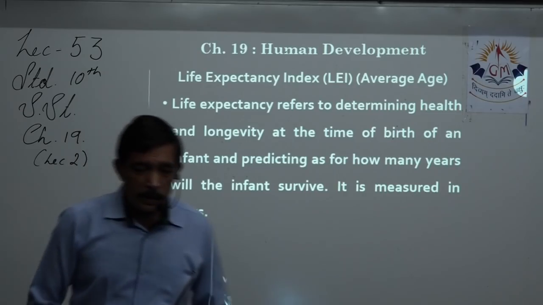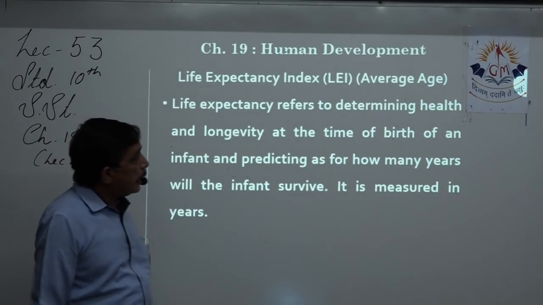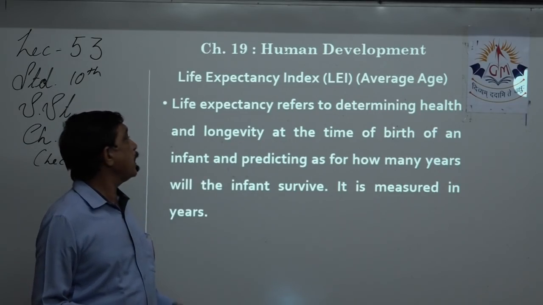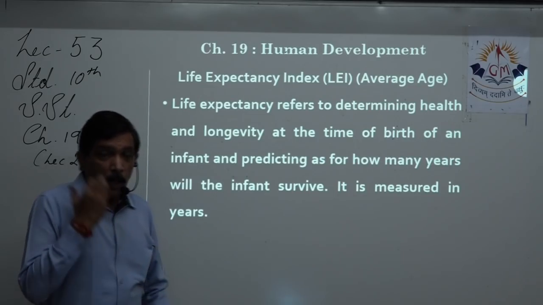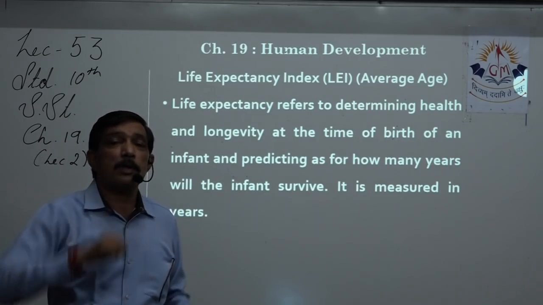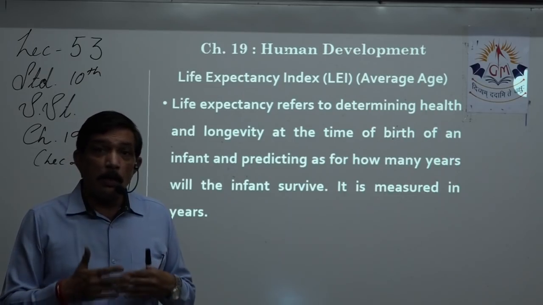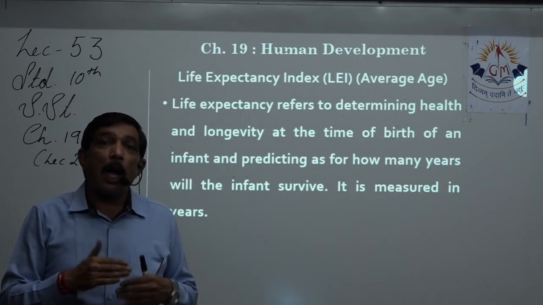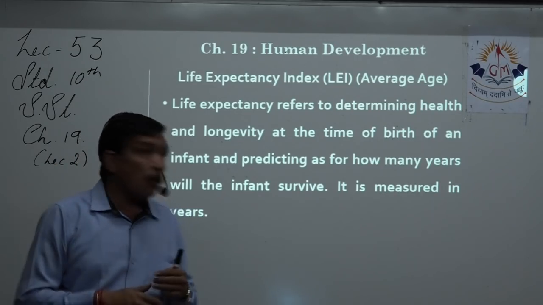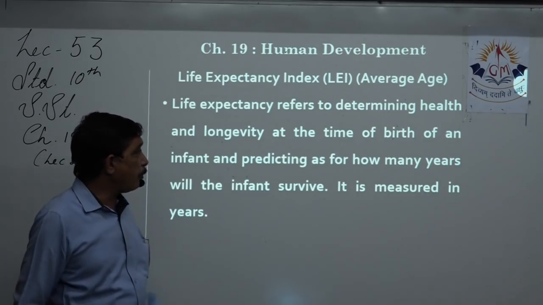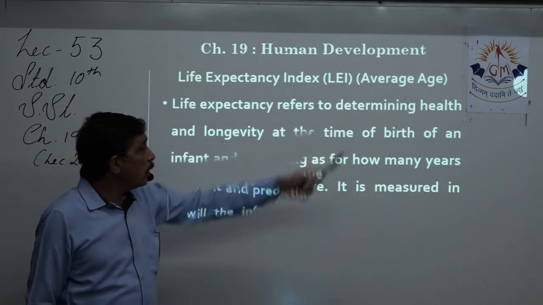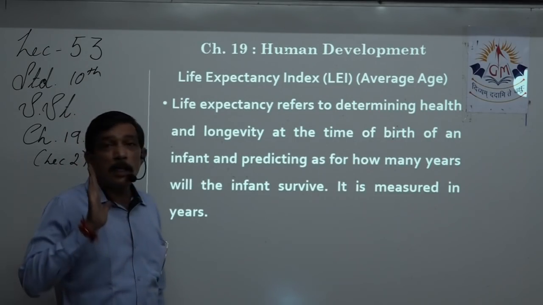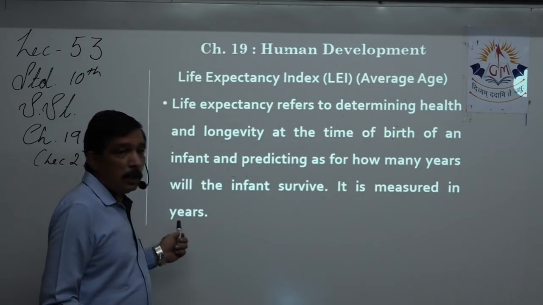So the first one is life expectancy index, that is average age. Life expectancy refers to determining health and longevity. Not only longevity, how long a person lives, that is called longevity. It not only considers how long a person lives, but also considers health. How long does he stay healthy? The more healthy, he lives for a longer time. At the time of birth of an infant, predicting how many years the infant will survive, that is measured in years.